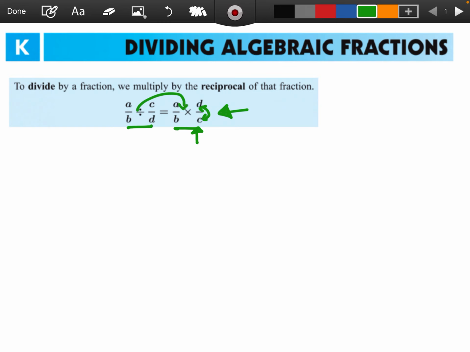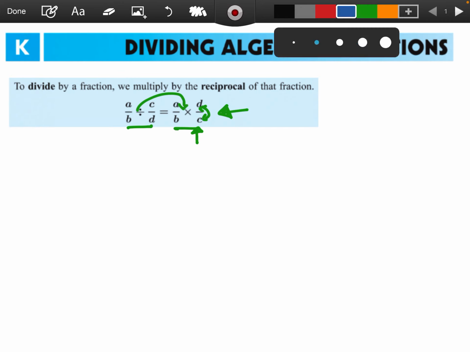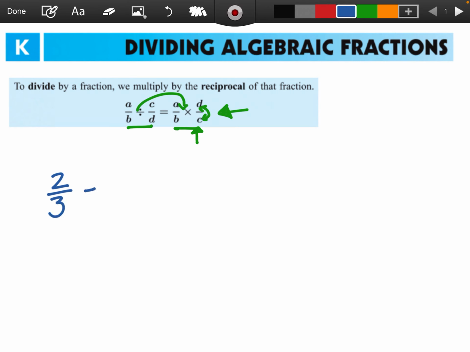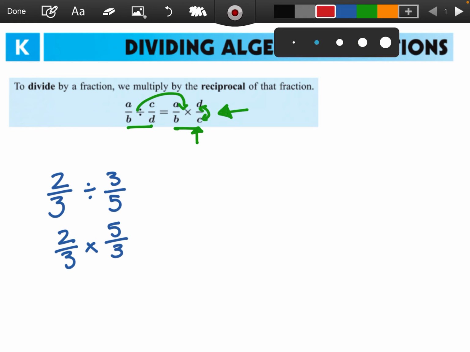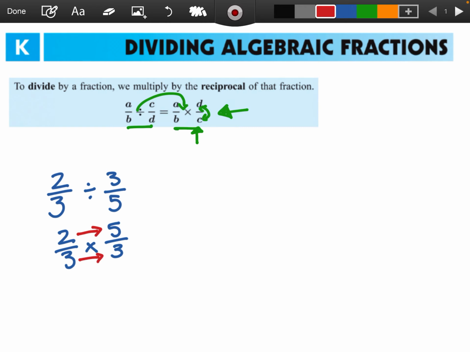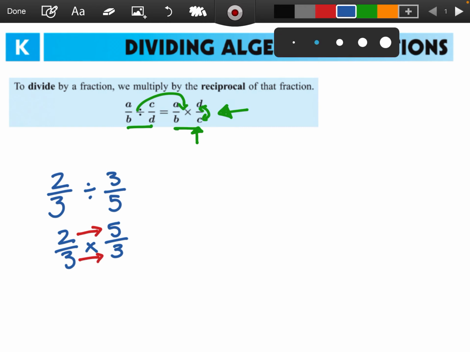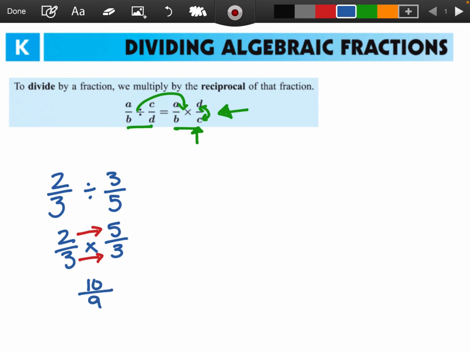So let's go through just a standard example of just numbers. If we had 2/3 and we're dividing that by 3/5, we're going to flip the second fraction, and that division becomes a multiply. So we multiply by the reciprocal. And reminder, when we are multiplying fractions together, we multiply straight across the top and straight across the bottom. So across the top, the numerators, 2 times 5 becomes 10. The denominators, 3 times 3 becomes 9.